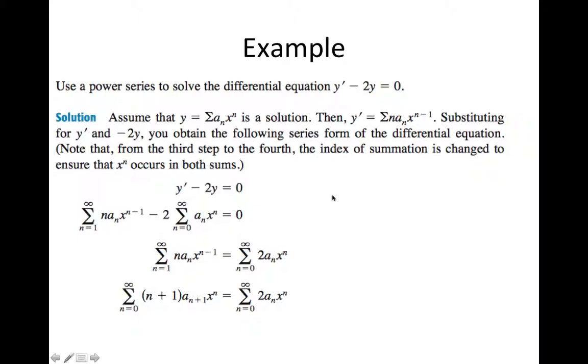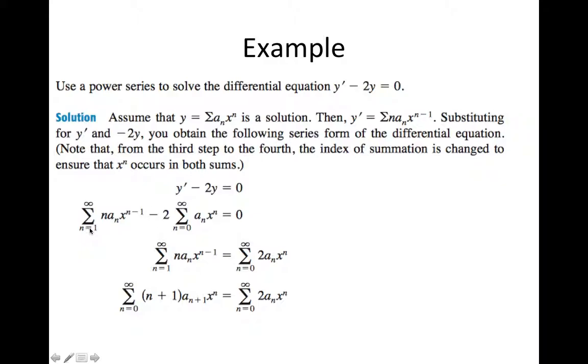So here's an example. The differential equation is y prime minus 2y is equal to 0. So first of all, we're going to assume this power series solution for y, the sum of a sub n x to the n from 0 to infinity. And I substitute that in for y, and then I take its derivative, and I substitute that series in for y prime. And then what you do is you play around a little bit with the index of summation.